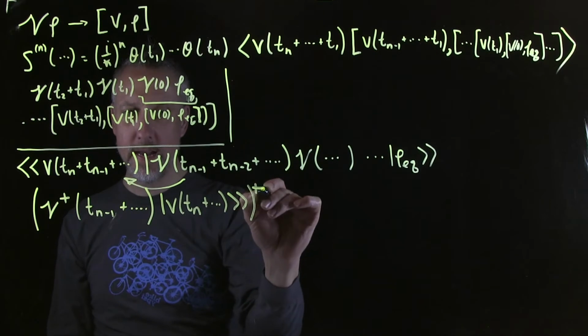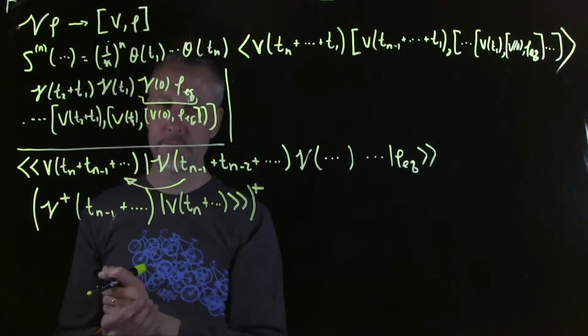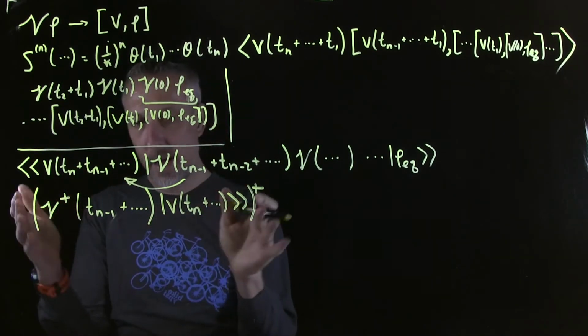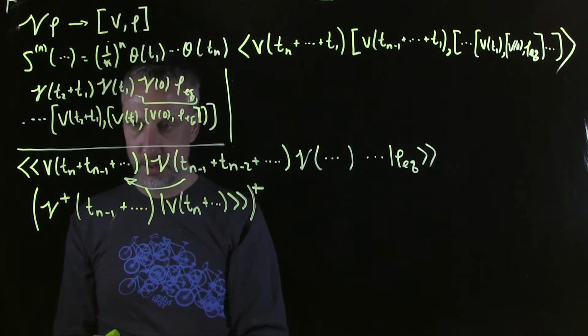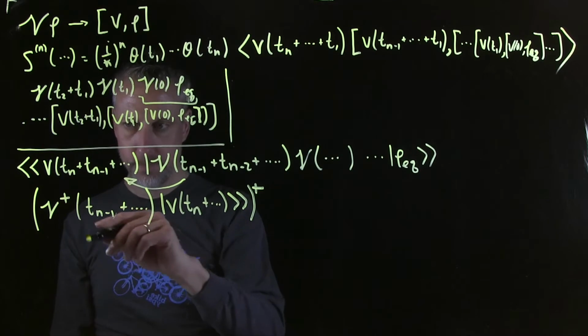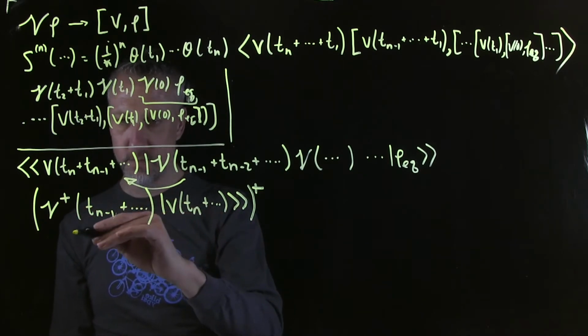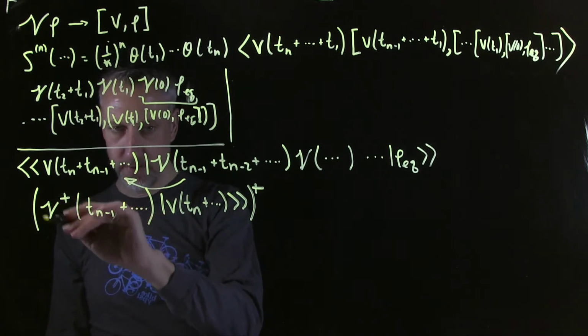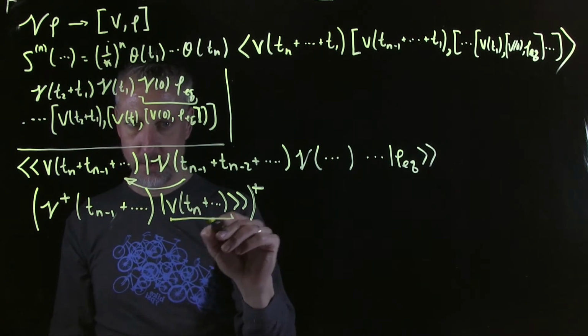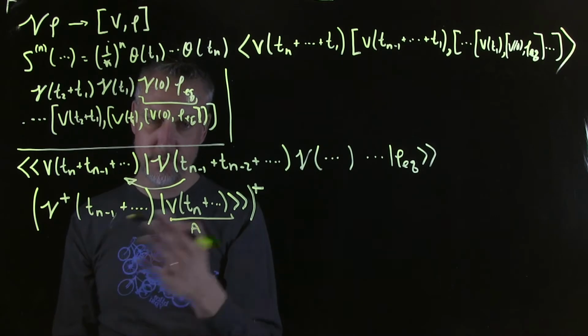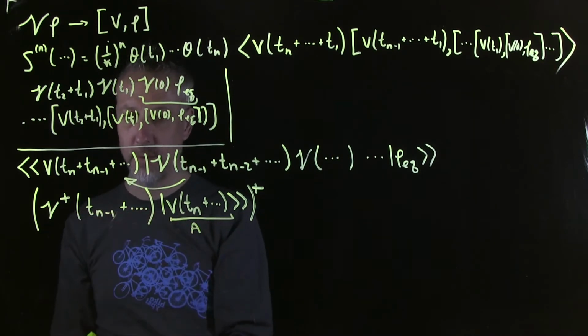This adjoint is the same as this right here. Okay, so there's a lot of terminology here, so let's just write this in a slightly simpler way. I'll call this script V and I'll call this A. But this is some Hilbert space operator, which becomes a vector in Liouville space. This is a Liouville space operator.